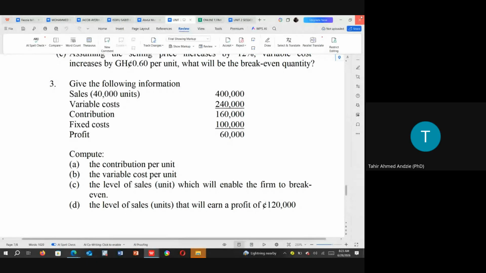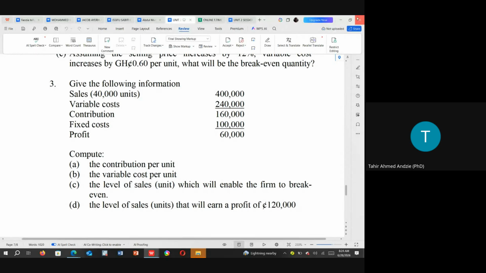The fixed cost in the question is 100,000. If we have to make a profit of 120,000, we divide the fixed cost plus the target profit by the contribution, which is 4. So we have 220,000 divided by 4 Ghana cedis, and that gives us 55,000.